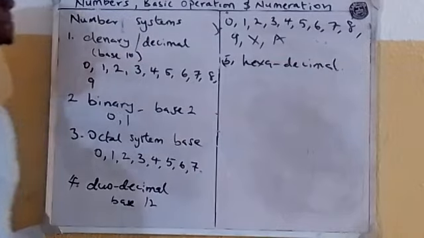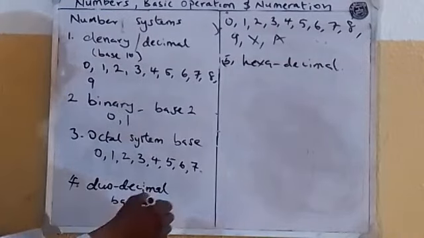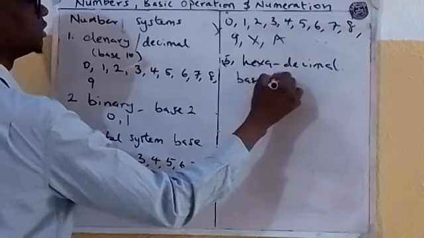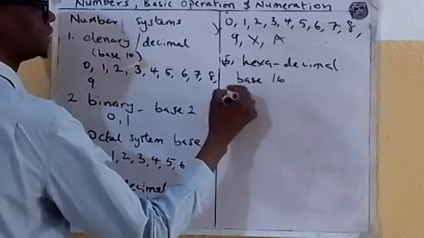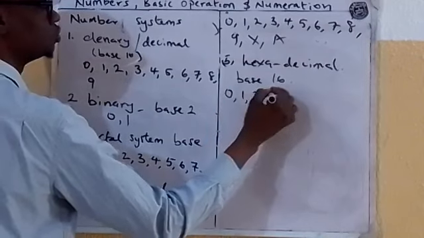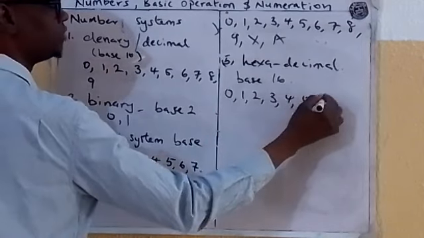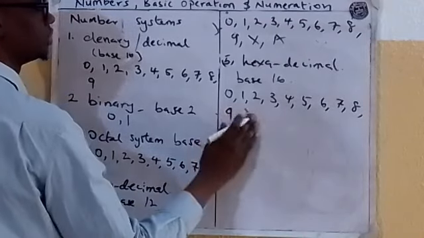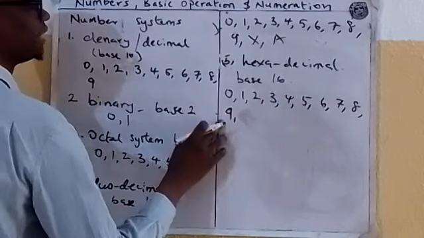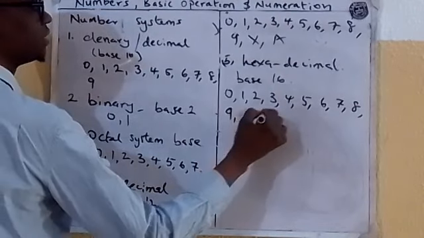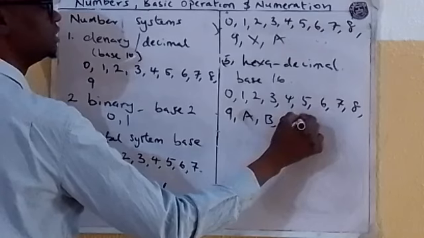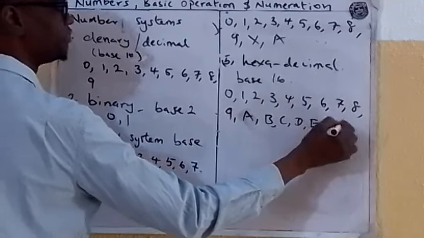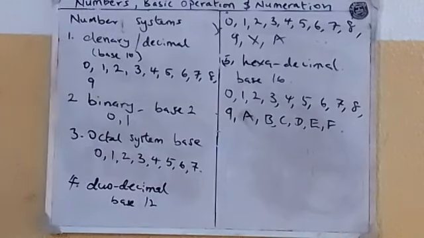And the last common one is hexadecimal. The hexadecimal is base 16. Example is 0, 1, 2, 3, 4, 5, 6, 7, 8, 9. After 9, you have A, B, C, D, E, and F. These are numbers in base 16, known as hexadecimal.